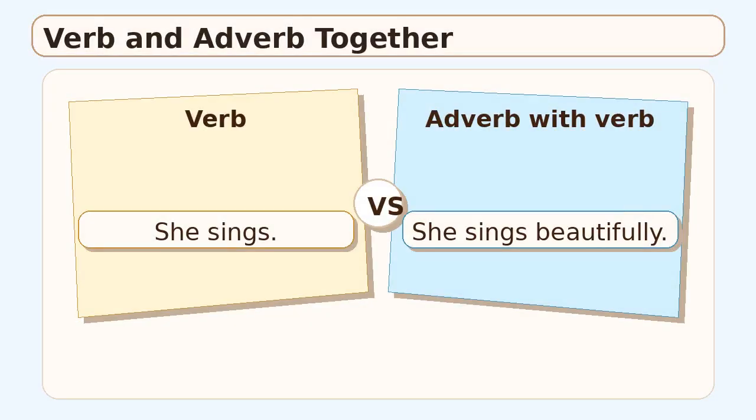Students often confuse verbs and adverbs, so let us separate them clearly. In the sentence she sings, the word sings is the verb because it shows the action. Now look at she sings beautifully. Here sings is still the verb because it tells us what she does. The word beautifully is not the action itself. It tells us how she sings. So the verb shows the action, and the adverb adds extra detail about the action.